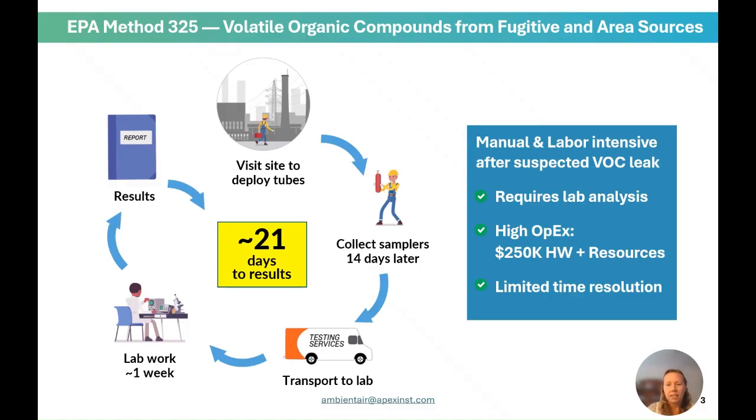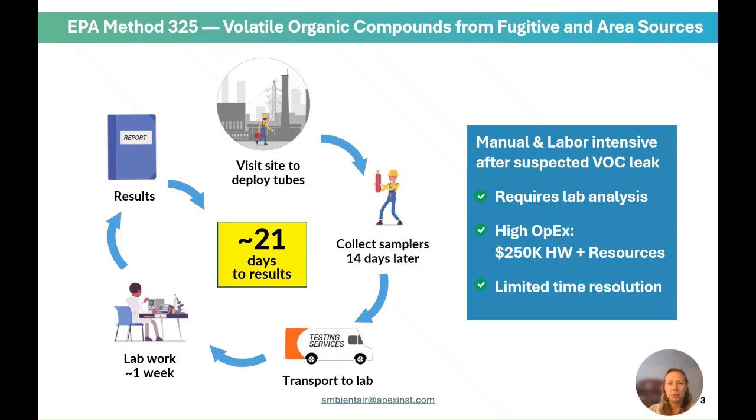To give some context to why this VOC analyzer was developed, it stems from the need for in-field speciation of VOCs and quantification. Some folks might be familiar with EPA method 325, which describes the collection and testing of volatile organic compounds at or near facilities that have VOCs present from either fugitive or area emission sources. It details how these VOCs are collected in the field using passive sampler tubes that have been deployed in place for about 14 days.